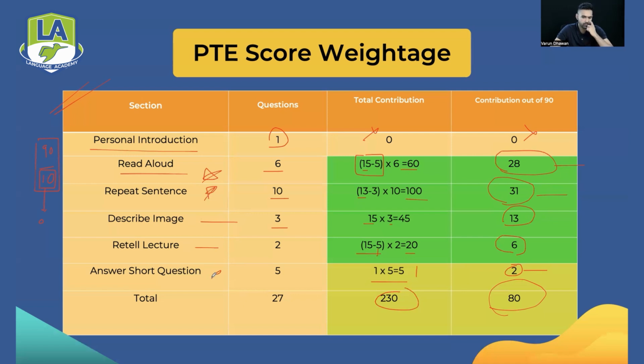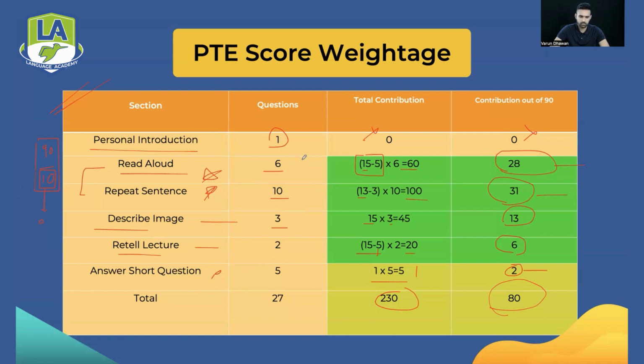Now, what you have to do and what you have to focus on. You have to practice 20 read aloud every day and 30 repeat sentence every day. For both of these, you need to focus on fluency and clarity. Describe image and retell lecture, just practice 3 every day. Answer short questions, don't worry about practicing much.